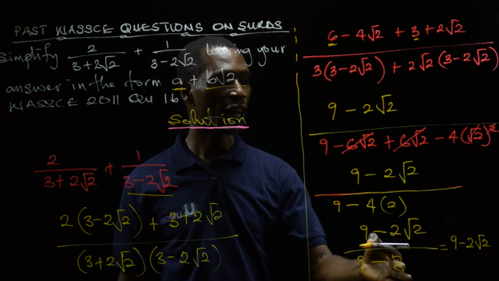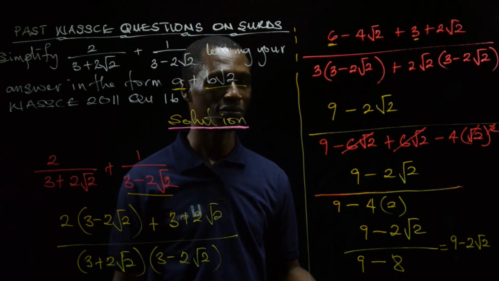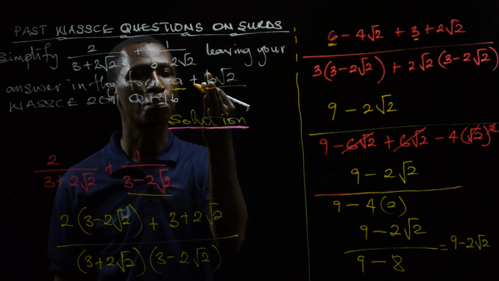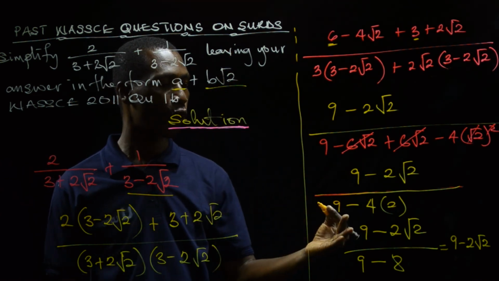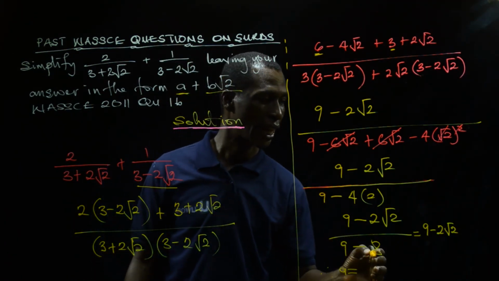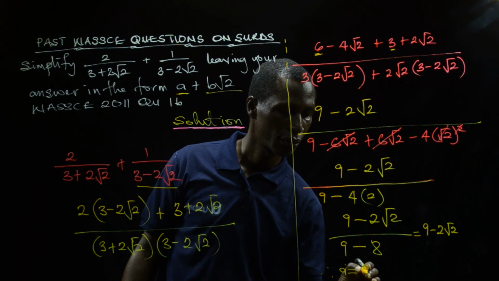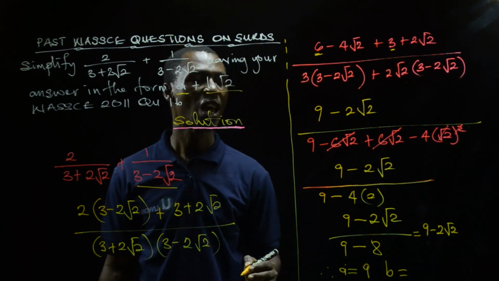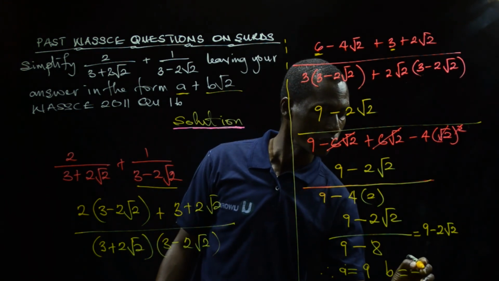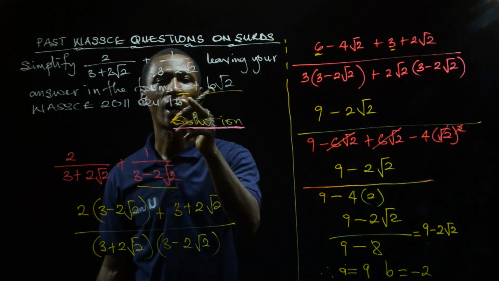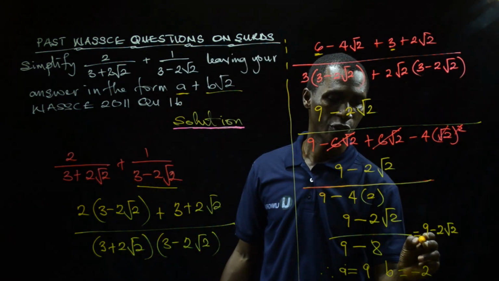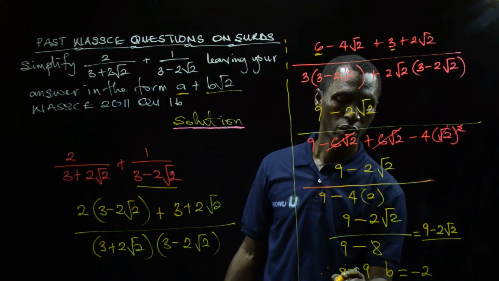So 9 divided by 1 is nothing. So you are being asked to leave your answer in the form a plus b root 2. So a equals 9 and b equals negative 2. So this will be the solution of the question. So after you've done, you just have to let them know what you have got.